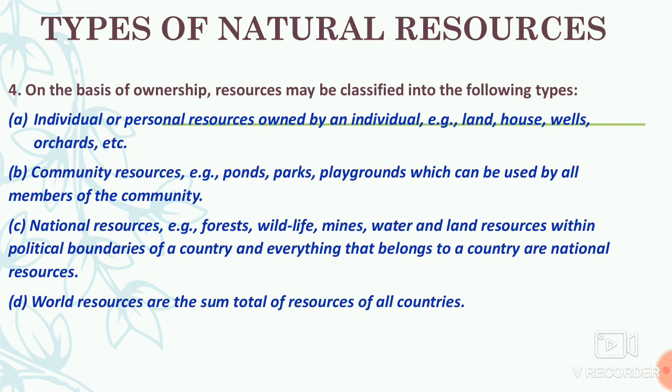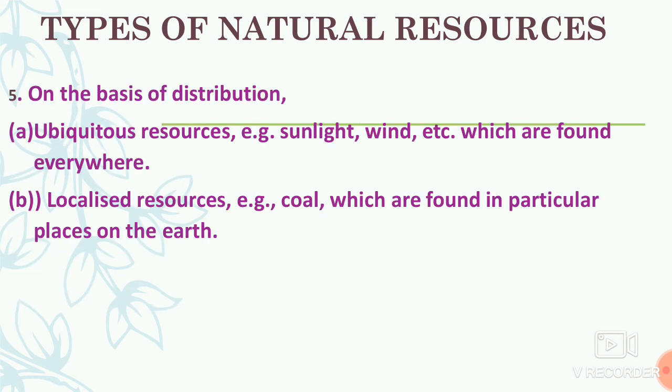National resources are the natural resources of the whole country. The whole nation is using them, everyone who lives within the political boundary of that country, like India. Examples are forests, wildlife, mines, roads, bridges, water, land resources. And world resources are the sum total of the resources of all countries, the total resources present in all countries.